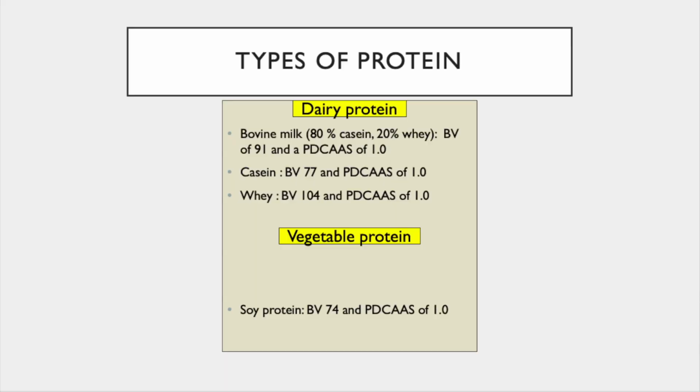Talking about the type of protein that you can consume, you can have either animal source of protein, which are recommended for the high BV and the PDCAAS, or you can, if you're vegan or lactose intolerant, whatever, consume soy protein, which has a BV value of 77, which is not bad, and a PDCAAS of 1, okay?